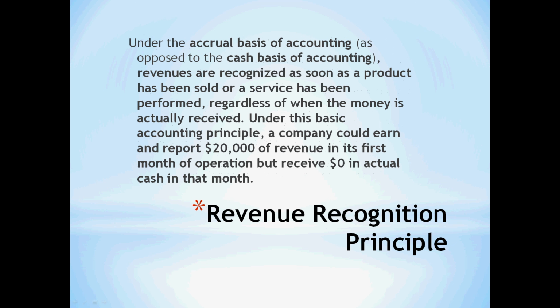For the revenue recognition principle, under the accrual basis of accounting as opposed to the cash basis of accounting, revenues are recognized as soon as a product has been sold or a service has been performed, regardless of when the money is actually received. Under this basic accounting principle, a company could earn and report $20,000 of revenue in its first month of operation but receive $0 in actual cash that month.